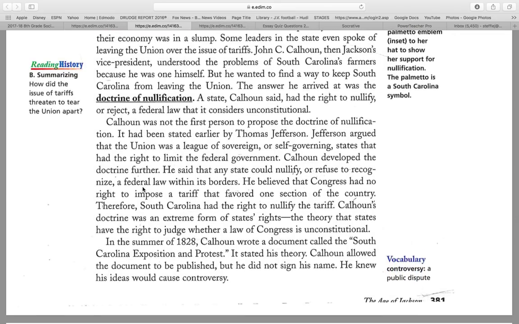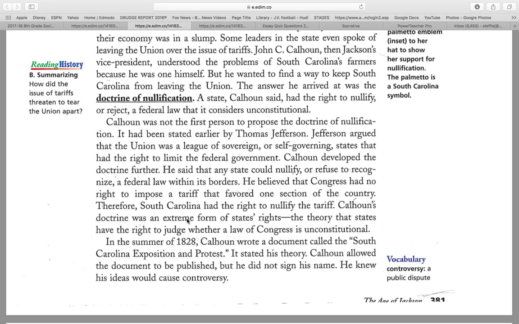Calhoun was not the first person to propose the doctrine of nullification. It had been stated earlier by Thomas Jefferson. Jefferson argued that the Union was a league of sovereign, self-governing states that had the right to limit the federal government. Calhoun developed the doctrine further. He said that any state could nullify, or refuse to recognize, a law within its borders. He believed that Congress had no right to impose a tariff that favored one section of the country. Therefore, South Carolina had the right to nullify the tariff.